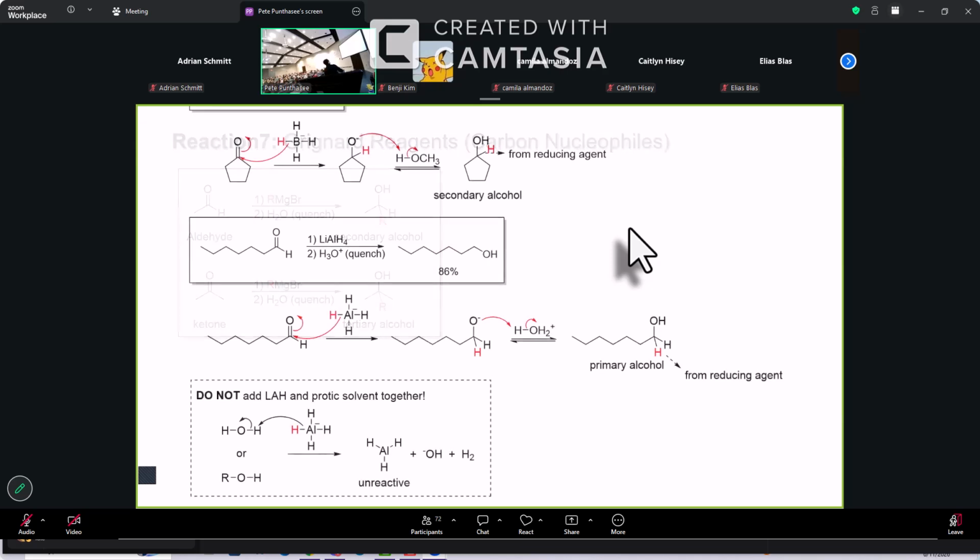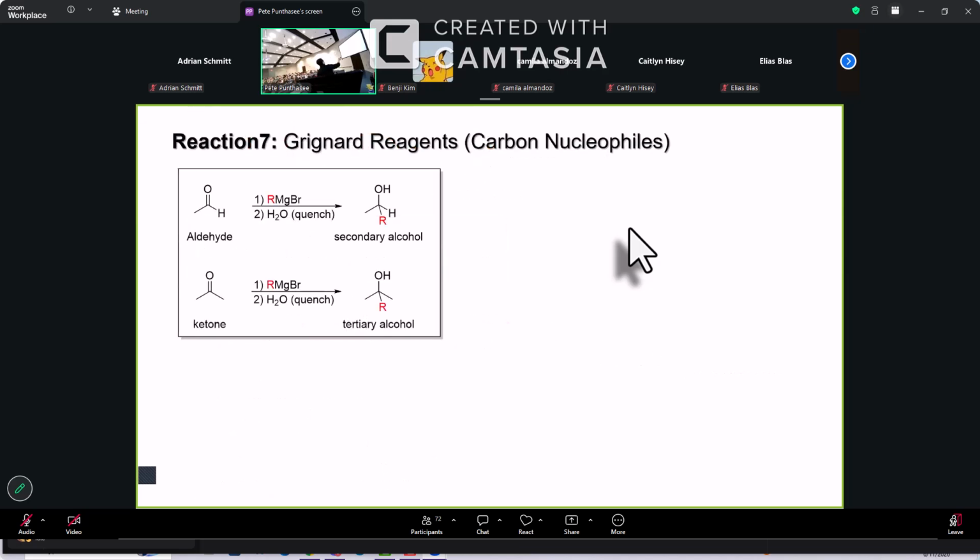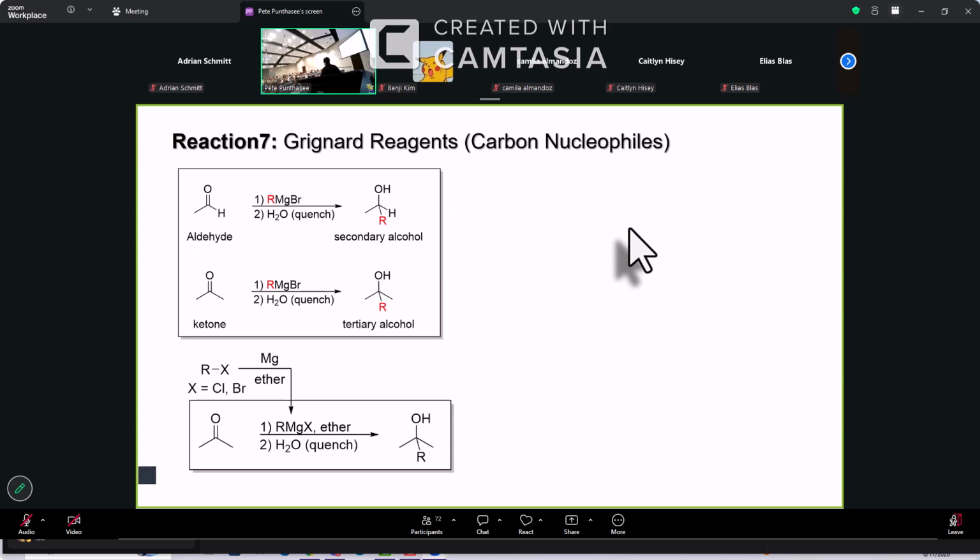Go back one slide. Lithium aluminum hydride and sodium borohydride deliver hydride. Are you following? Hydride is a hydrogen with how many electrons? 2 electrons. A Grignard reagent delivers an alkyl group with a lone pair, a carbanion. Same thing, exact same mechanism. Let me talk about how to make it first.